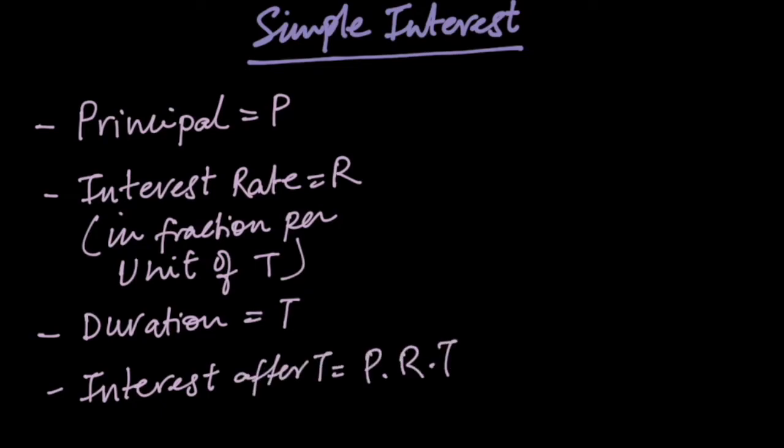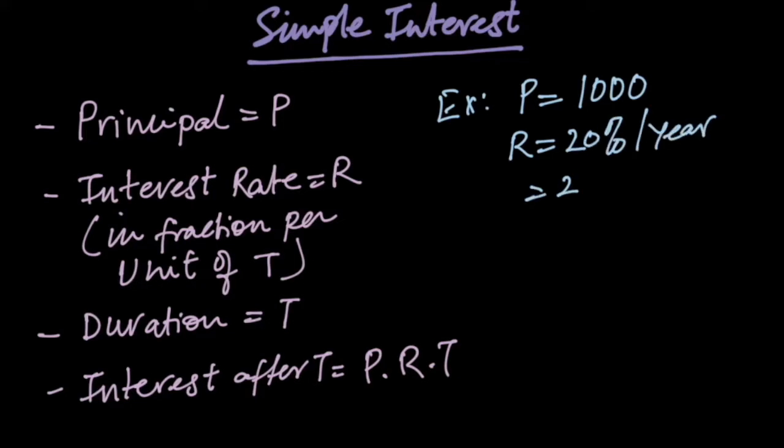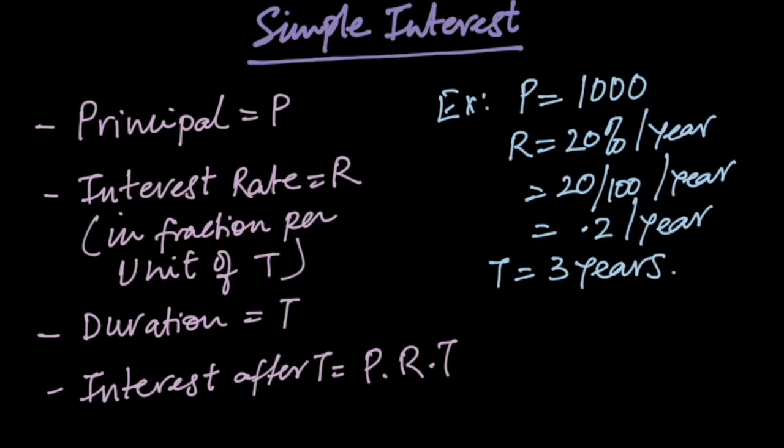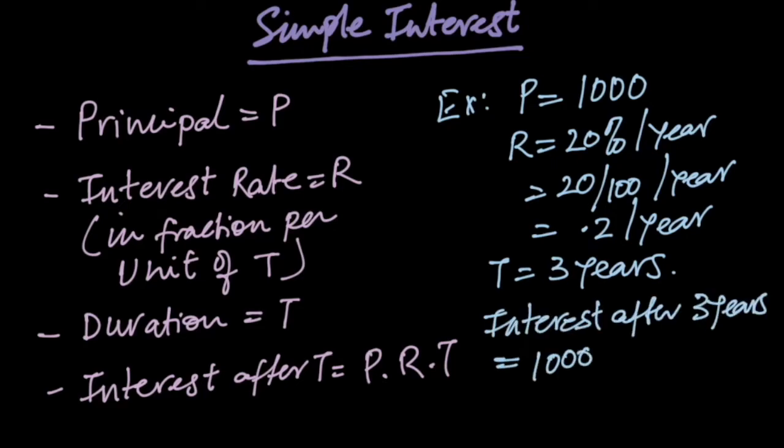Here R is the interest rate in fraction per unit of time. So 20% per year becomes 0.2 per year. So 0.2 is the interest as a fraction. Since the unit is year, it is 0.2 per year. So interest after 3 years will be 1000 times 0.2 times 3.